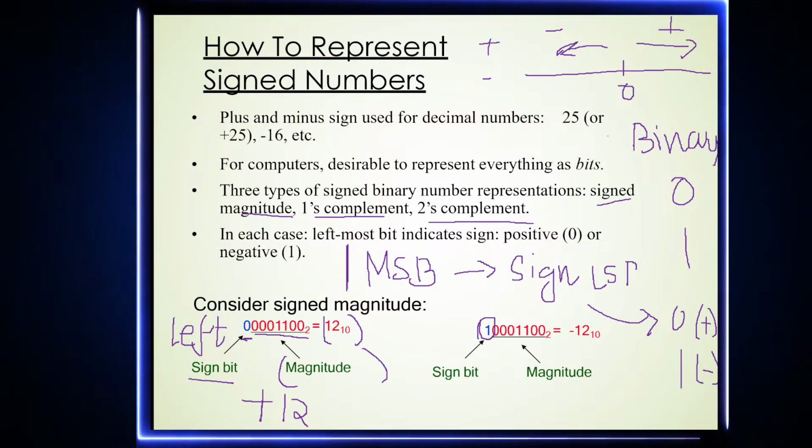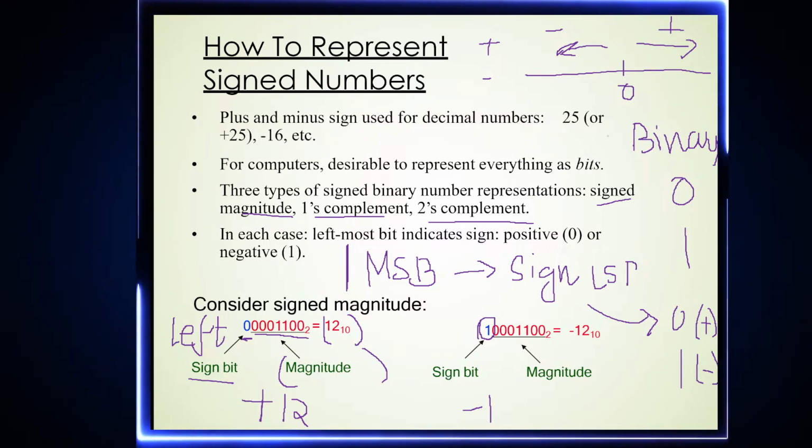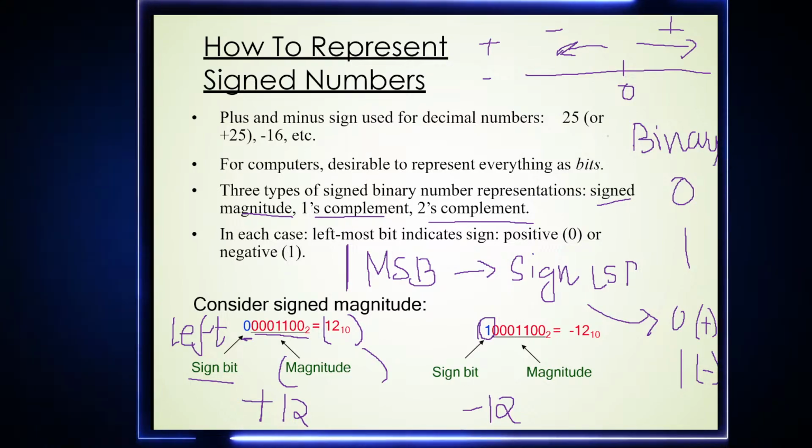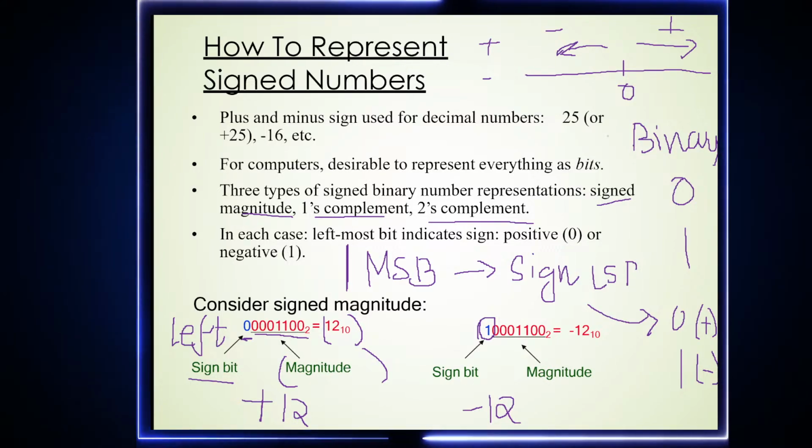Over here it is 1. So 1 means negative sign bit. So the decimal value will be minus 12. Right? So this is the first type of our binary number representation. This is called sign magnitude, that you need to remember, right?